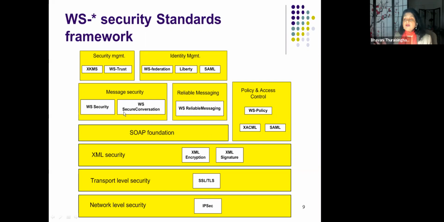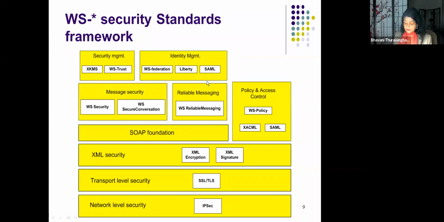But there are several other components. So in my class on web services, and cloud, I do talk about security management, identity management, message security, reliable messaging. So these are all the standards: WS-Security, WS-SecureConversation, reliable messaging. For key management, XKMS, WS-Trust. And for identity management, WS-Federation, Liberty, SAML, and so on.